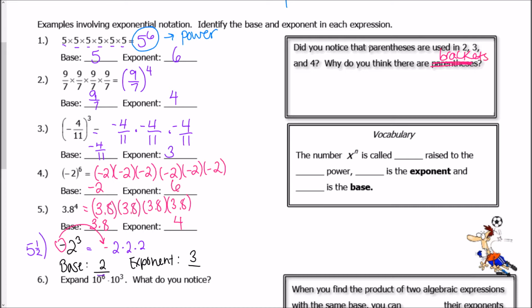So do you notice that the brackets are used in questions 2, 3, and 4? And why do you think they're used? The reason why is because we need to indicate the entire base.